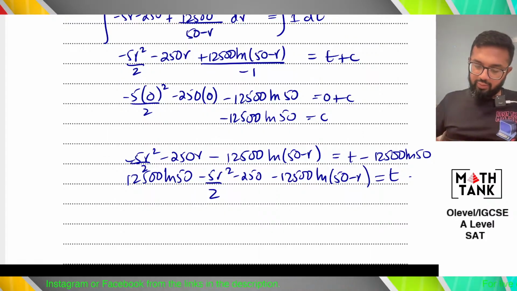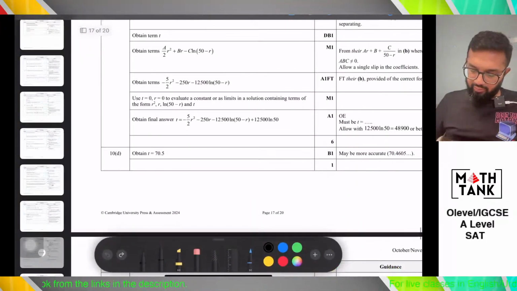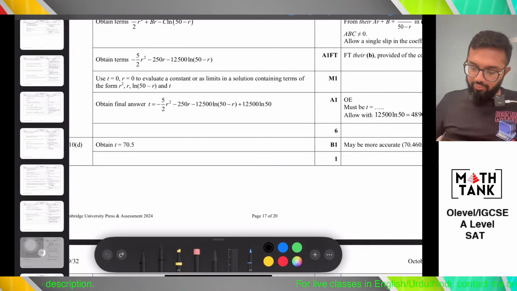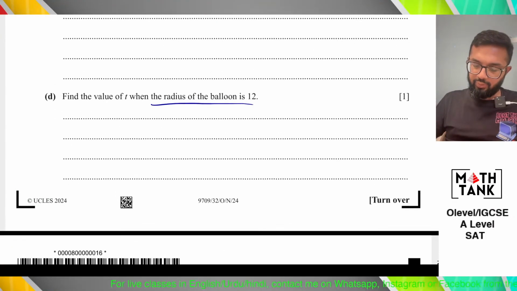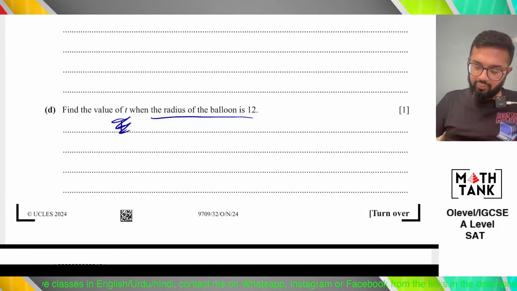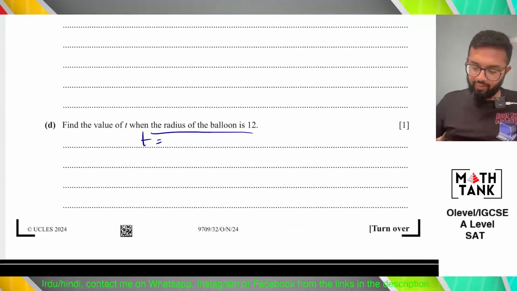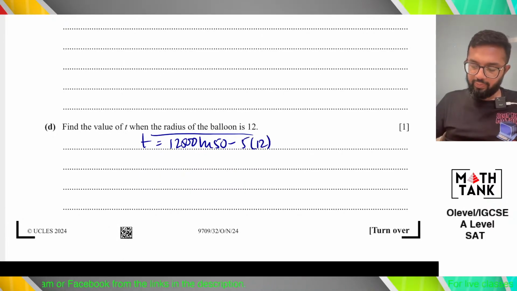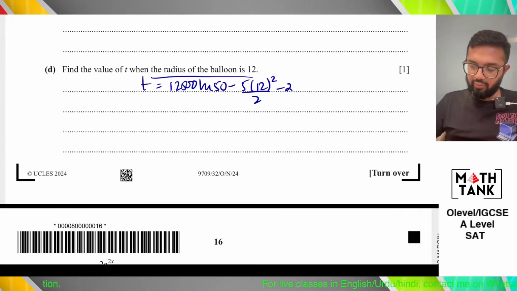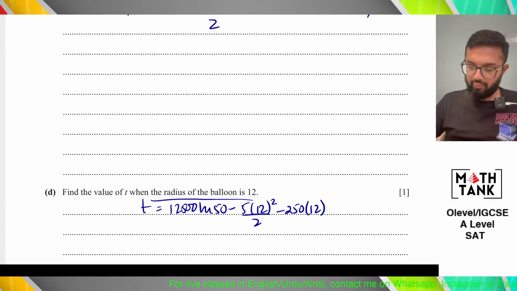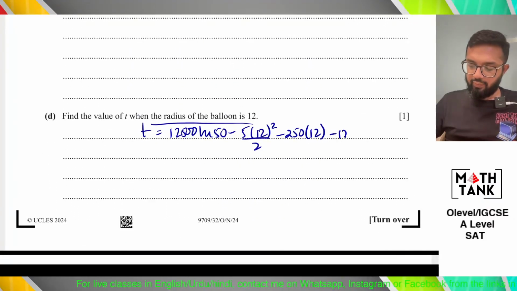Okay, I want to check if that is correct. Yep, all of that is correct. And let's find the value of t when the radius of the balloon is 12. So t equals 12,500 ln 50 minus 5 times 12 squared over 2 minus 250r minus 12,500 ln of 50 minus 12.